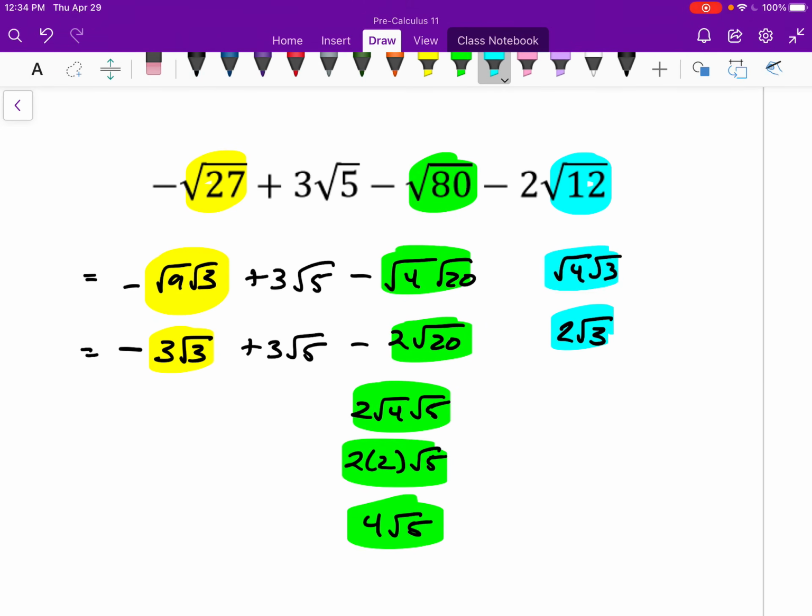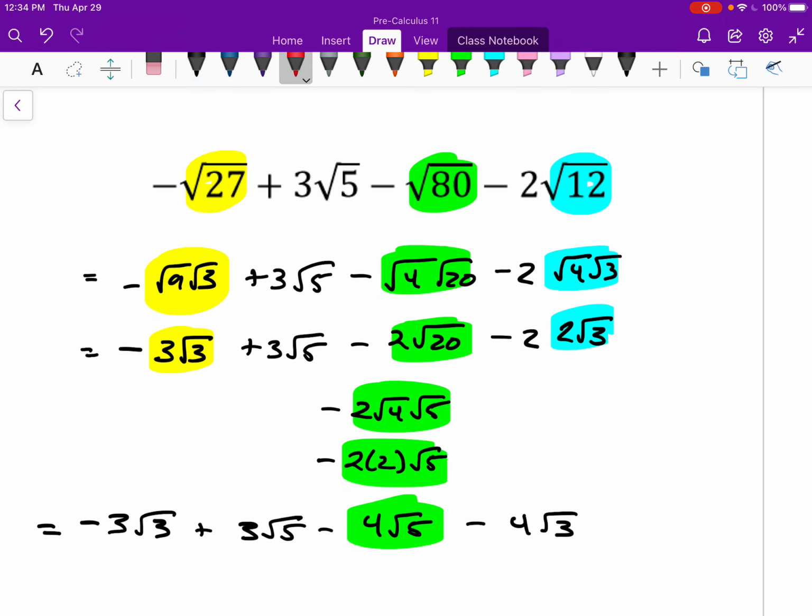That's it. I got a minus 2 in the front of that, minus 2 times all that. So really, what do I have left here? It's getting pretty messy. Let me write it nice and neatly down here. I have minus 3 root 3 plus 3 root 5 minus 4 root 5 minus 4 root 3. Because again, up here I had 2 times root 3. And so maybe I'll put my little color coding back in.